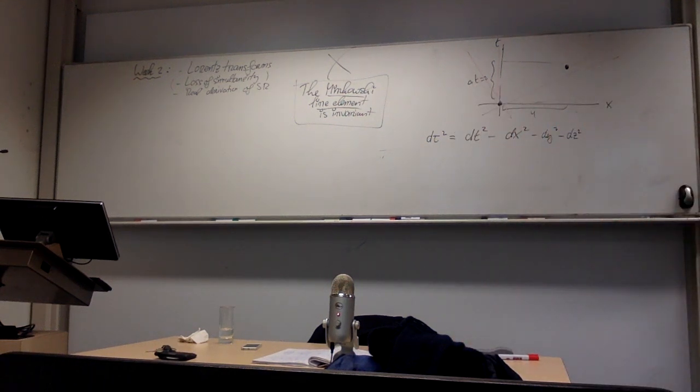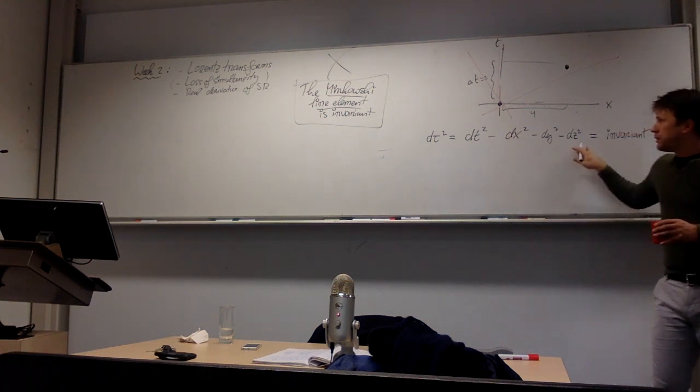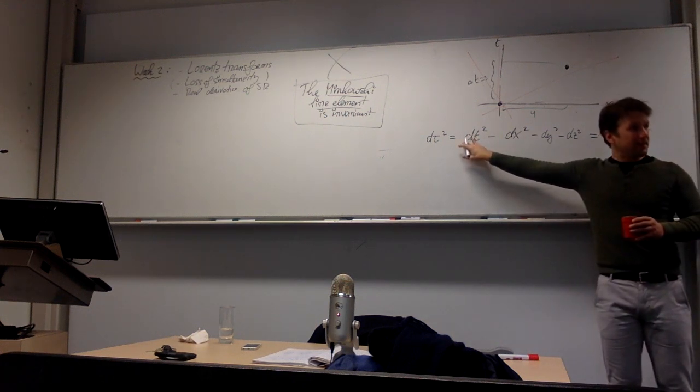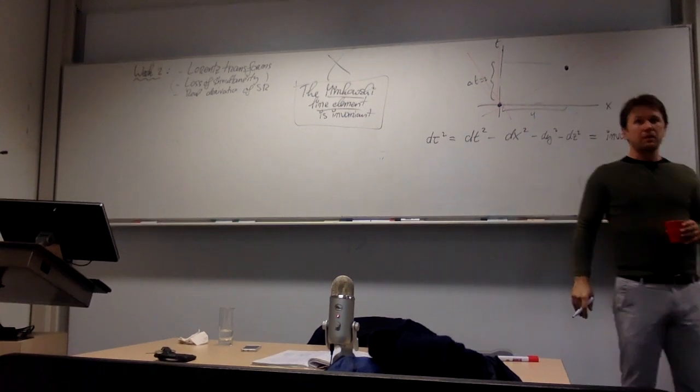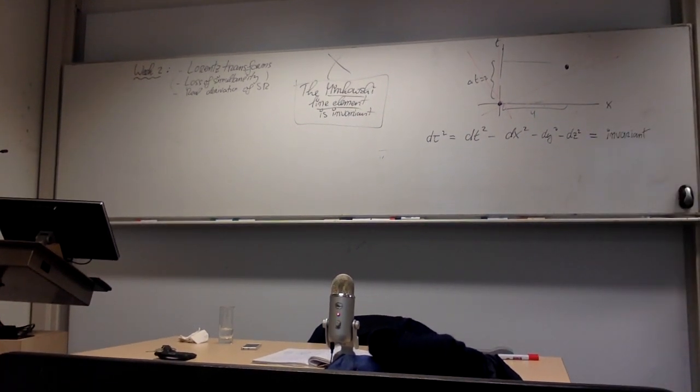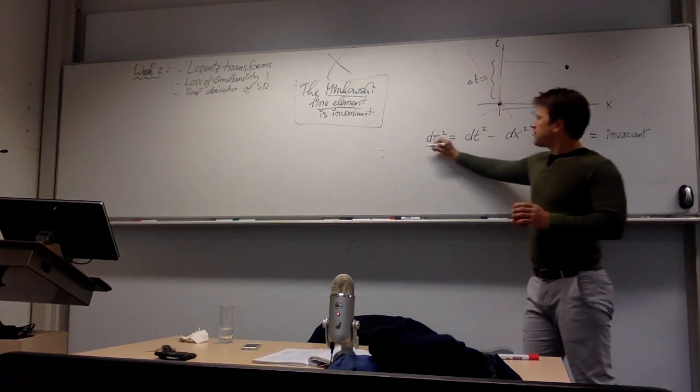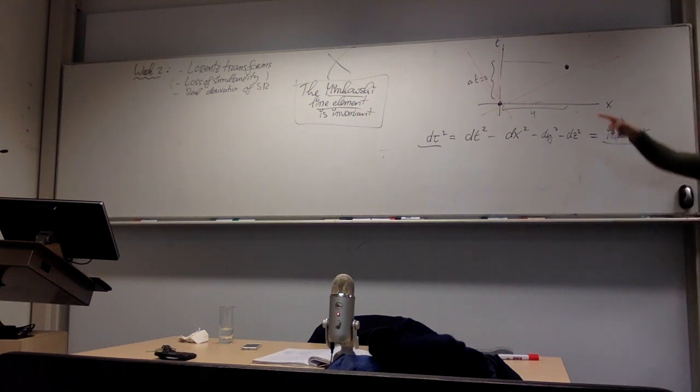So, what did Minkowski find out? He found out that if you assume that in space and time, not just space, but in space and time, you have Pythagorean theorem and an amount of time, but the time comes with a minus sign, then this outcome, that number, should be the same for all observers. So the invariance of this number, that is going to be our new starting point.